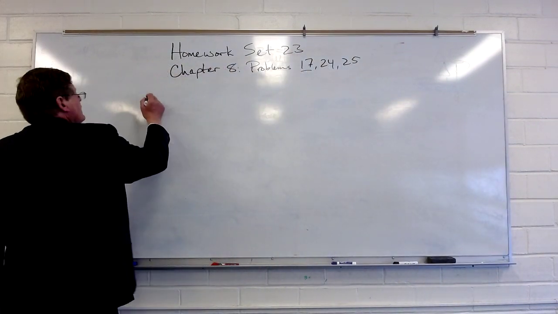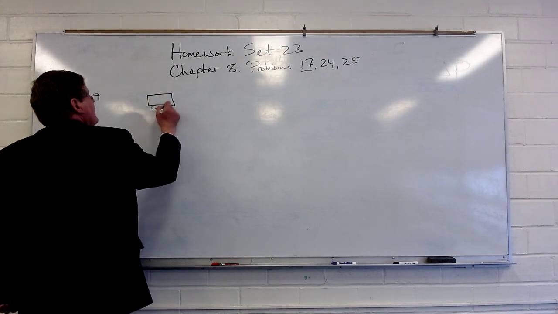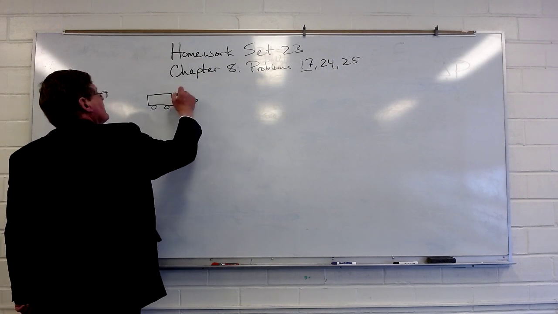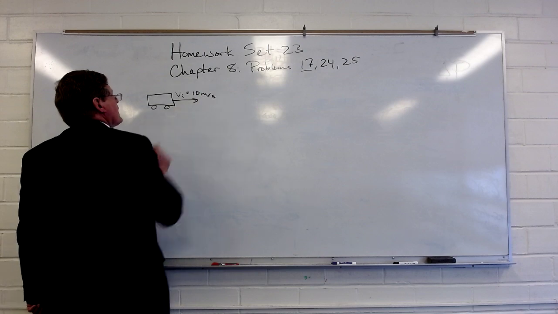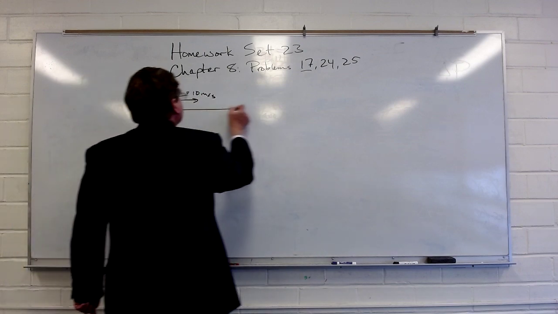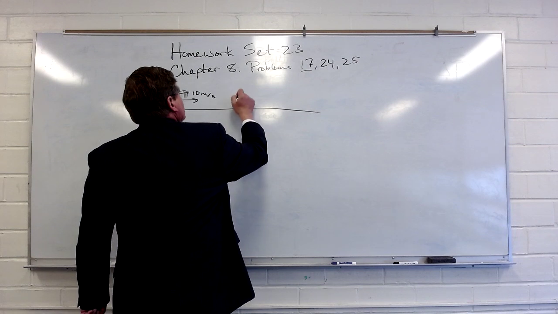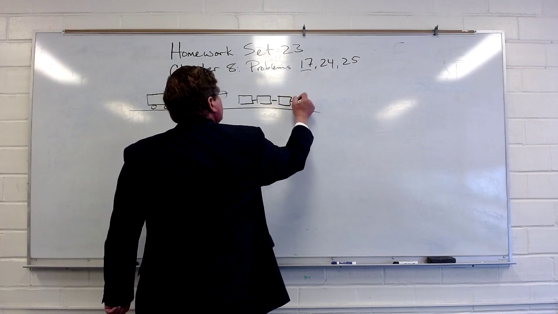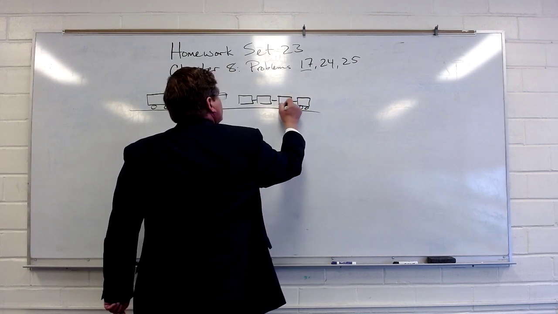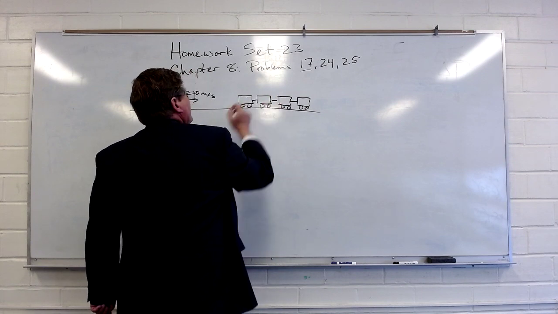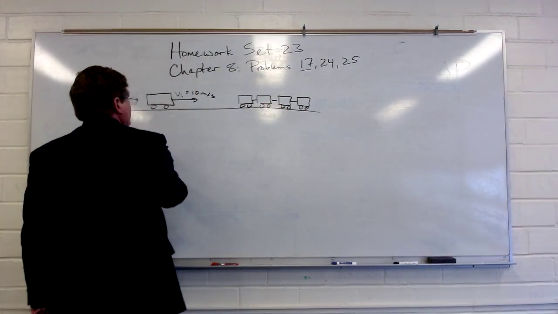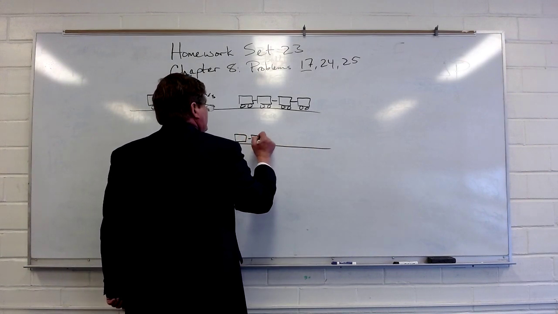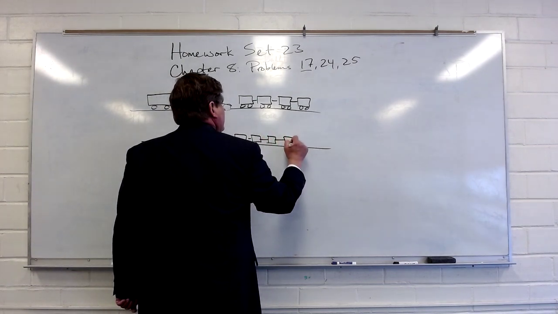You have this one railroad car, and it's coming in with an initial velocity of 10 meters per second. And it collides with four identical railway cars, and you know I can't draw. And after the collision, all five cars are linked together and moving together.